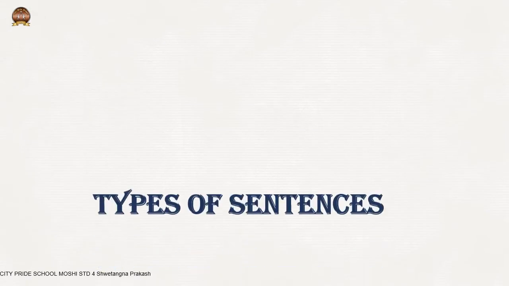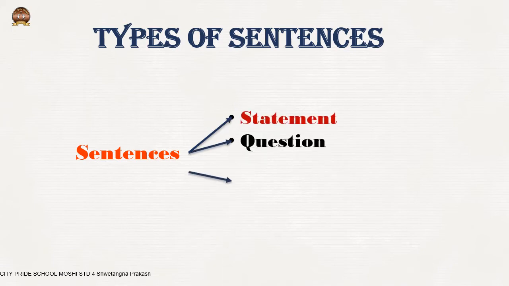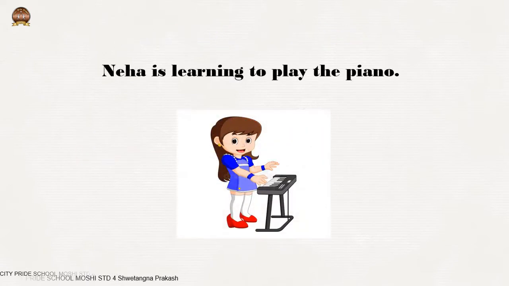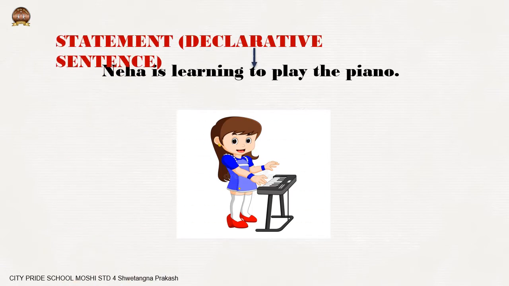So depending on what we are trying to communicate, sentences are divided into types: statement, question, command, and exclamation. Okay, so this is a statement, and a statement simply declares and states a fact. Neha is learning to play the piano, and it is known as a declarative or assertive sentence. This is the first type.